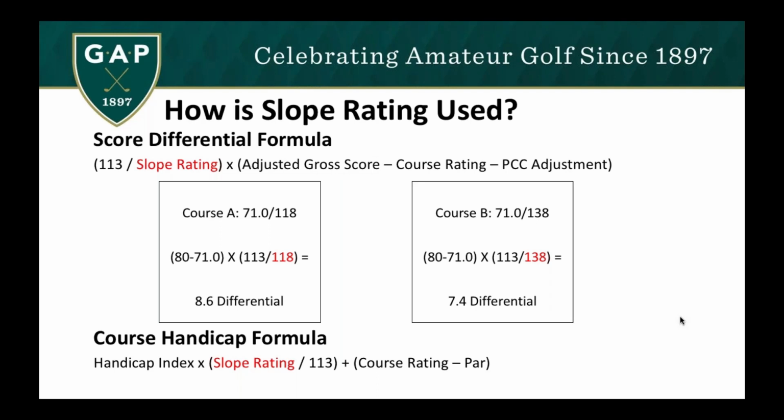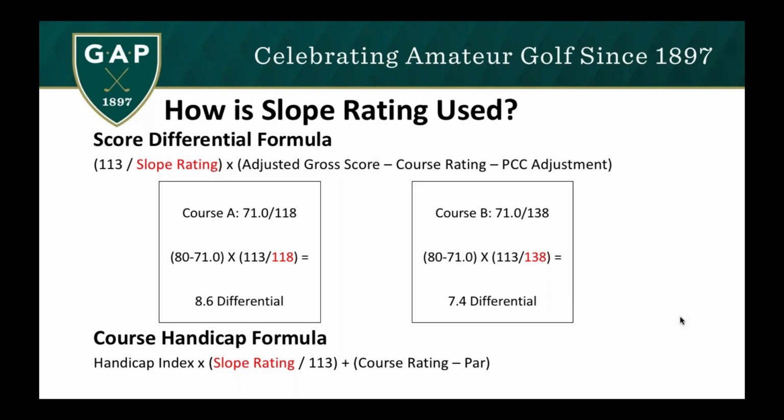In the score differential formula, it's 113 divided by the slope rating, multiplied by your gross score subtracted from the course rating, subtracted any PCC adjustments. We see two examples here. Golf course A has a rating of 71.0 and a slope rating of 118. Golf course B has a course rating of 71.0, but a slope rating of 138. You can see the math below, and it turns out to have differentials of 8.6 and 7.4. Those differentials, with the same score and the same course rating, were really derived from the slope rating, and we can see the difference.